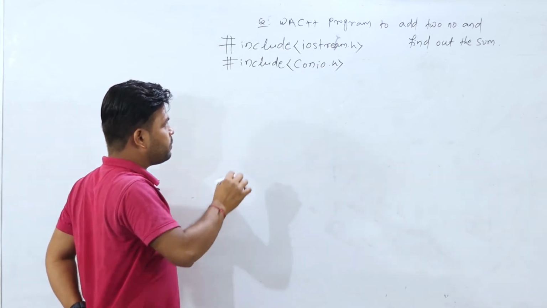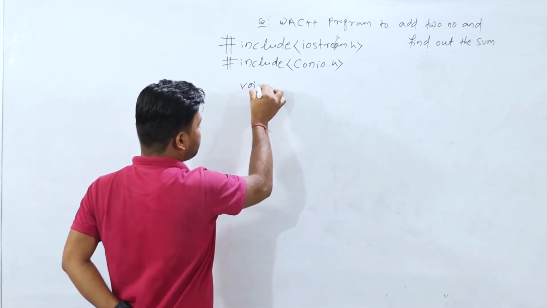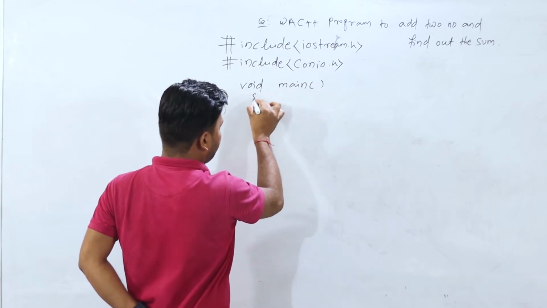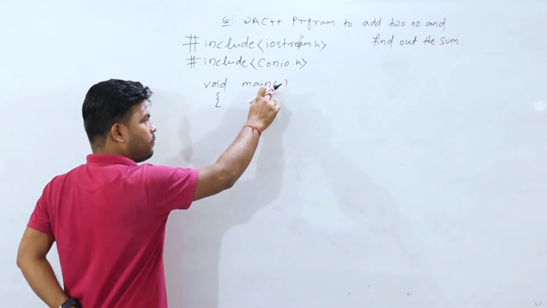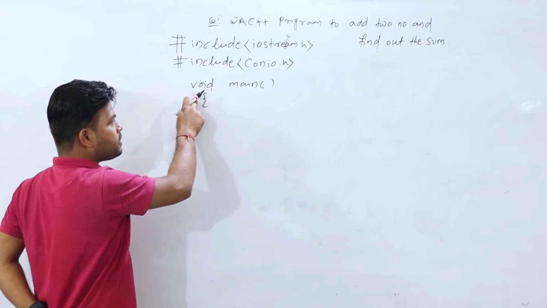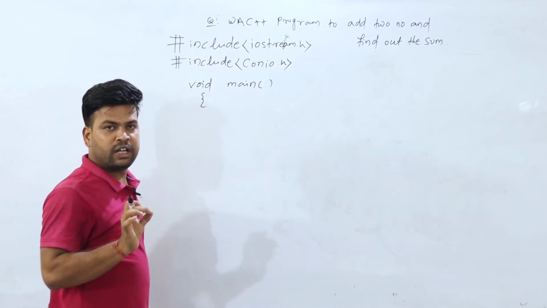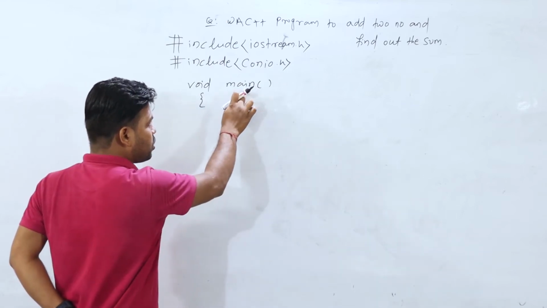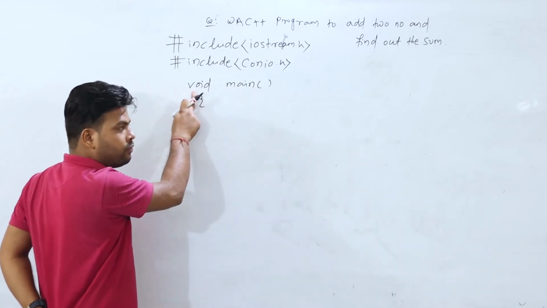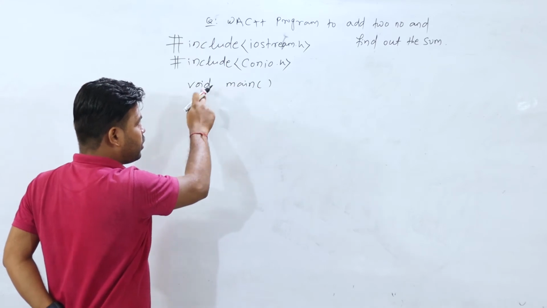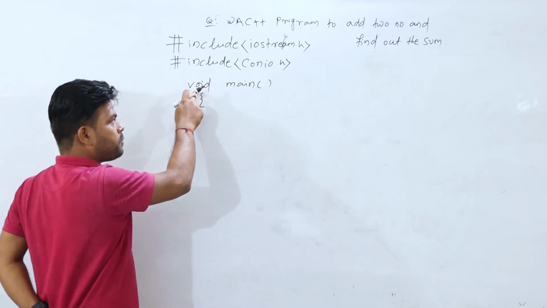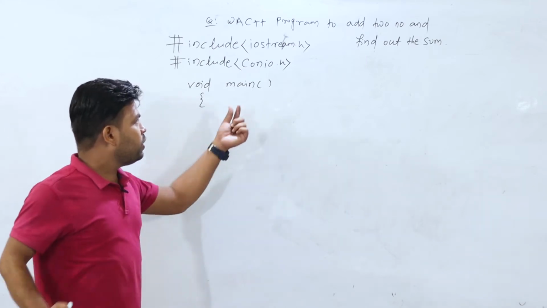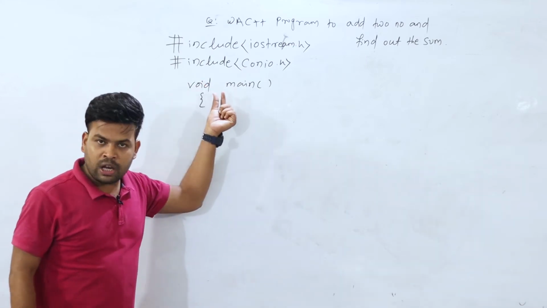Next, after that I will write the main function, that is void main. Here main is the function and void is the default return type. I have already told you that each function should have a return type. So here the return type of the main function is void, that is the default return type. That means it will not return any value.